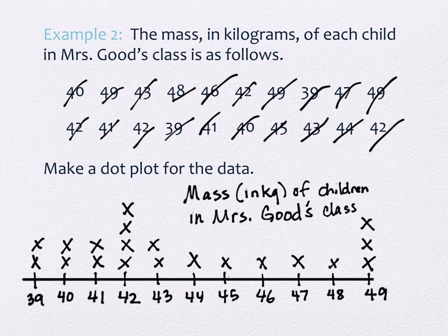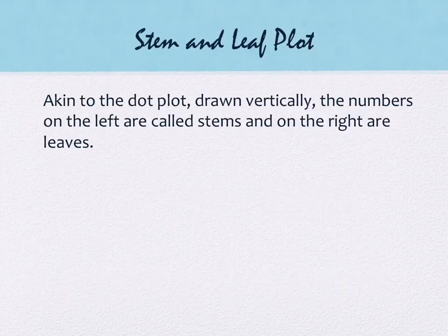So this is a dot or line plot. Notice there's no dots. There's little X's. I don't know why the name necessarily, but that's what it's called. All right, let's try another one.